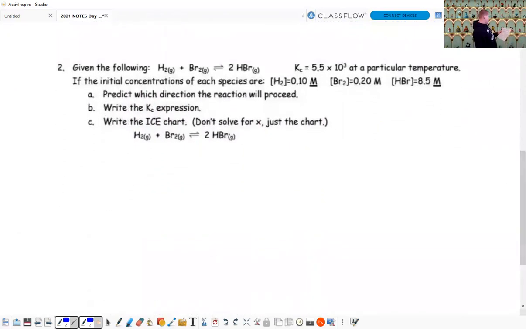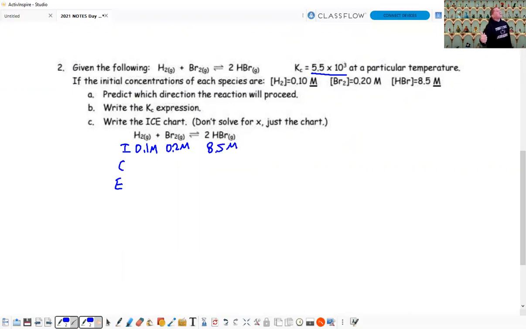All right, so number 2. Once again, I rewrote the equation for you to make it easy for you to do your ice chart. What are we given this time? This time we're given the K value, 5.5 times 10 to the third. If the initial concentrations of each species are, this time we have molarity, 0.1 molar, Br is 0.2 molar, and HBr is 8.5 molar.